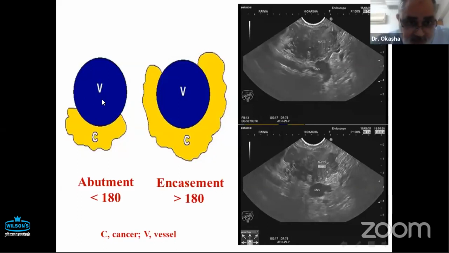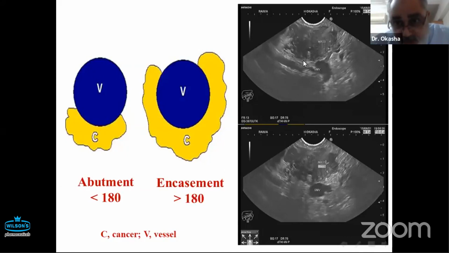If this is a vessel and this is the cancer, then the cancer is involving less than half of the circumference of the vein. Then this is abutment. But here it is involving more than half of the circumference. Then it is encasing this vessel. This cancer is encasing this vessel. This is an example of abutment.